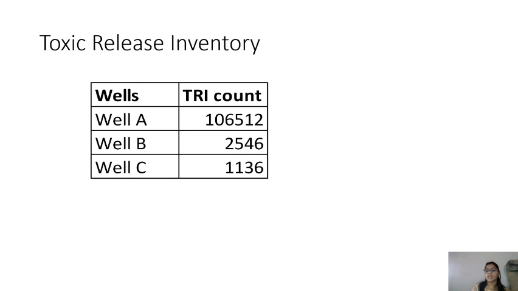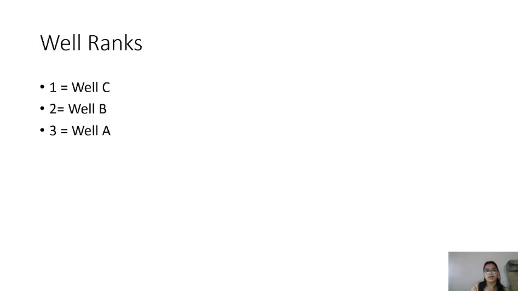So by looking at all the parameters, we ranked our wells as follows: the first ranking was given to well C, second was given to well B, and the third ranking was given to well A, for these locations and our calculations.